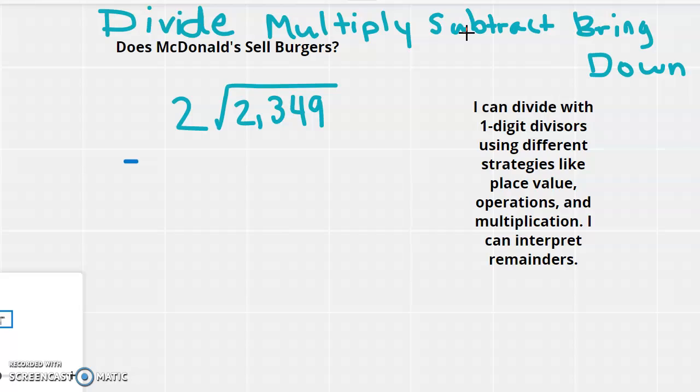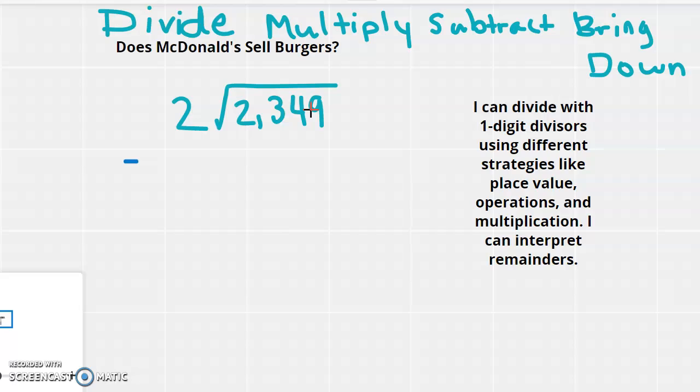So before we get started with our example on the board, I would like to explain a couple of key terms. The first term is dividend. The dividend is the number that's being divided, and it's always the larger number, and it's the number that goes underneath the division symbol. So in this instance, the dividend is 2,349. Now the divisor, the number that divides the dividend, is the smaller number. And in this instance, it is the number 2.